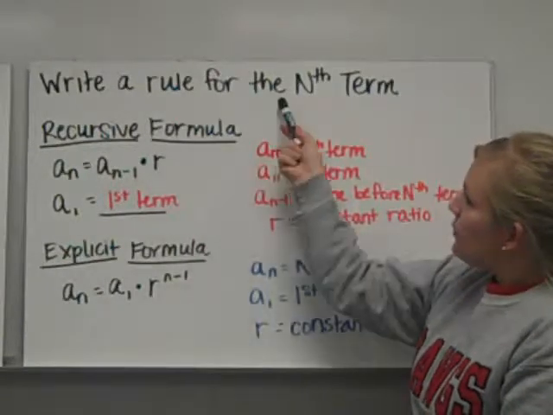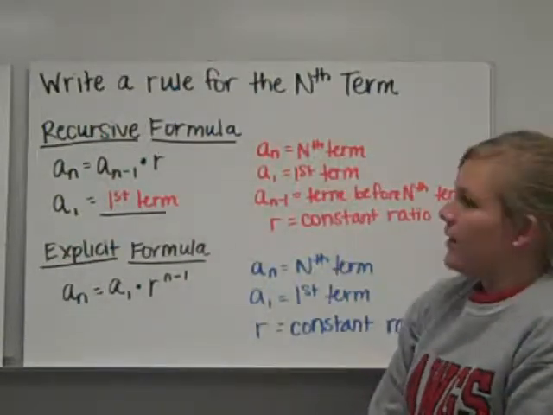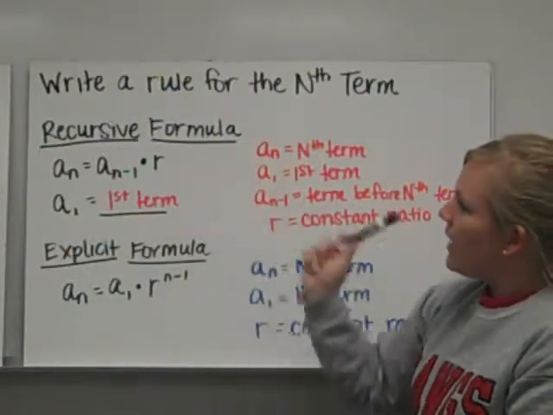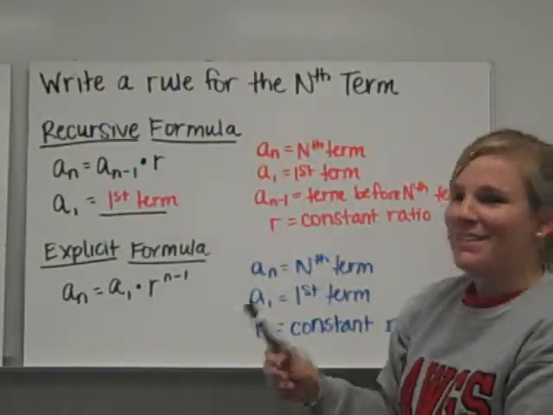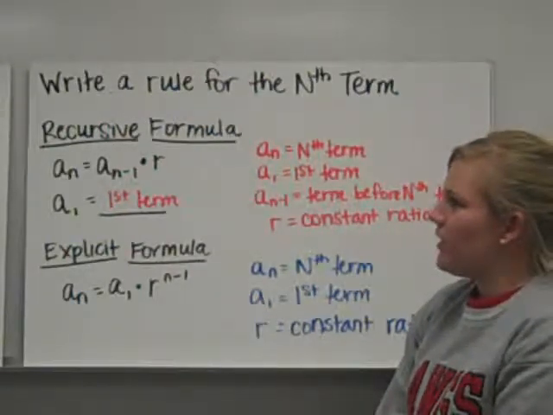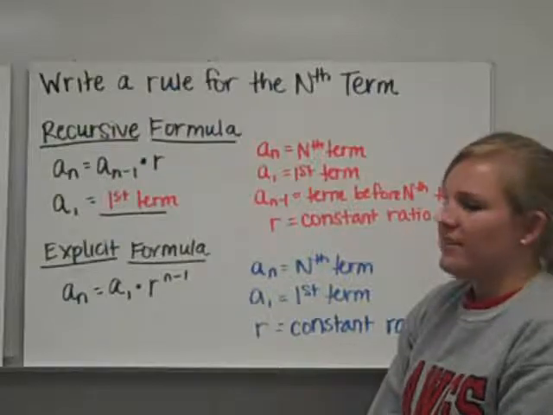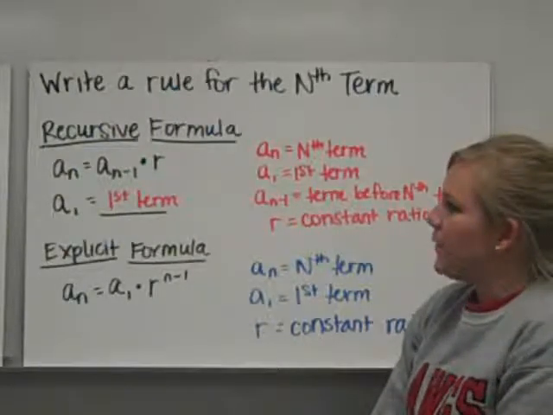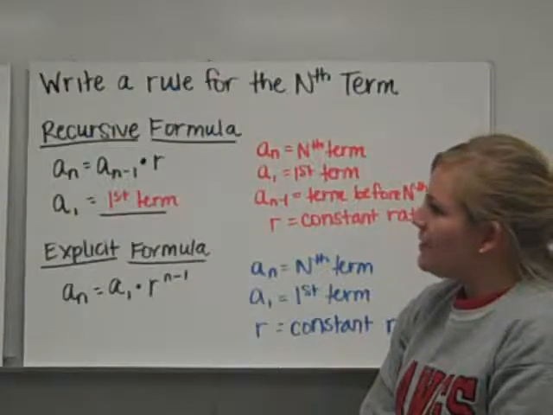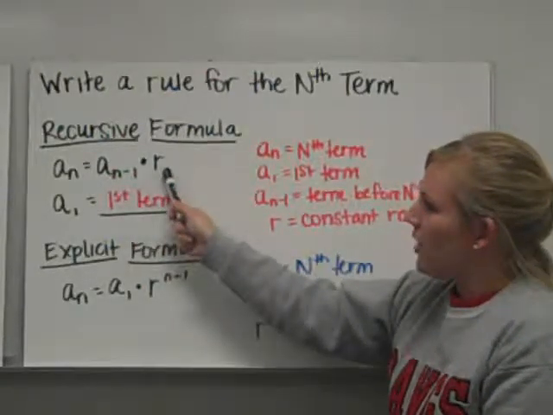Now we're going to learn how to write a rule for the nth term in a sequence. Just like with arithmetic sequences, we have a recursive formula and an explicit formula. Each part of the formula represents something that you would find in the sequence. The recursive formula is a sub n is equal to a sub n minus 1 times r.